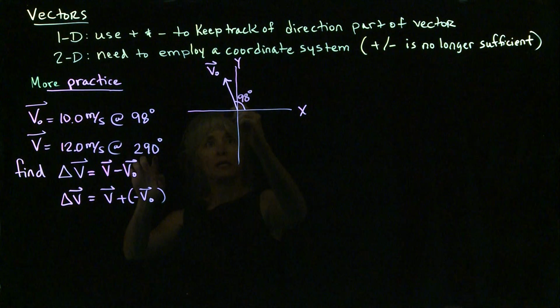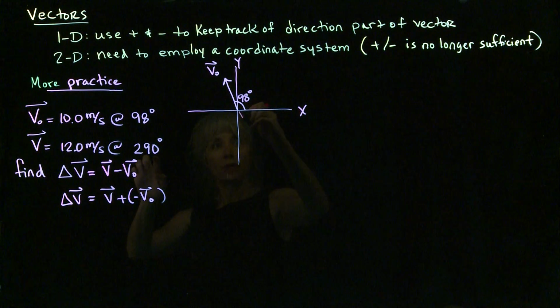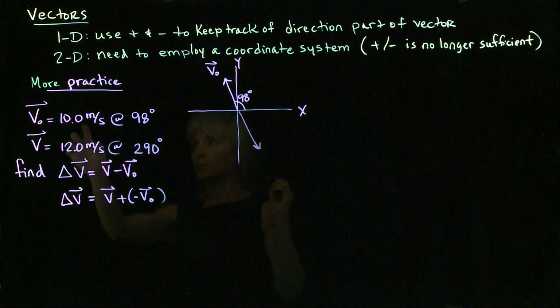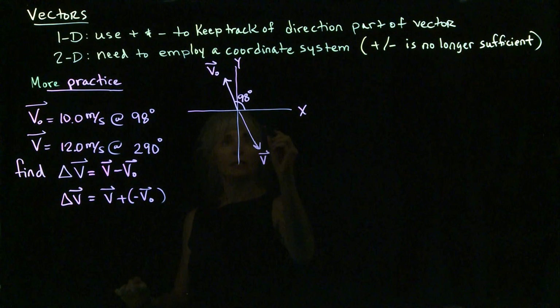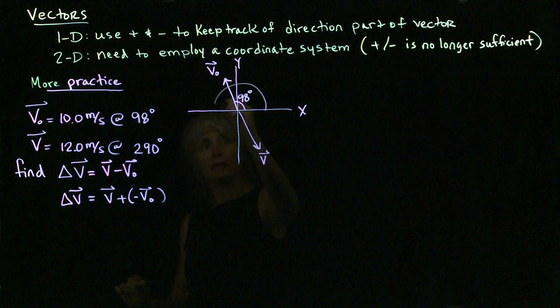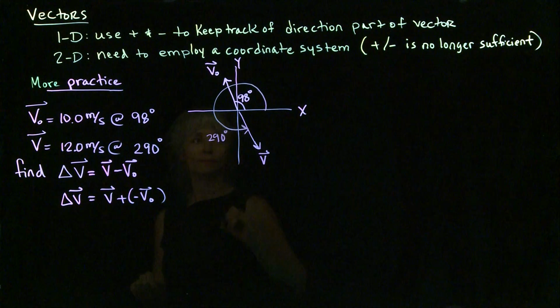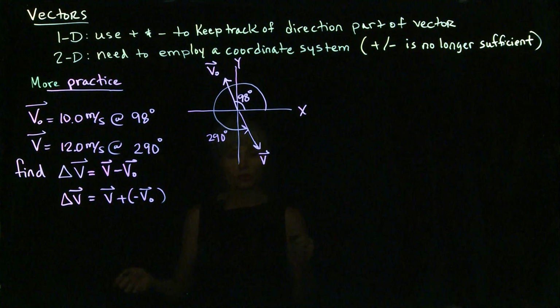So here's 180, 270, 290. So our final velocity is a little bit longer in length because it's 12 as opposed to 10 meters per second. And so this is our final velocity v. And this angle here is our 290 degrees. All right, so there's the two vectors expressed in the coordinate system. Now I'm going to take each one of them separately because I need to figure out the component form of these vectors. And remember, I just use the trig functions and right triangles to do that.